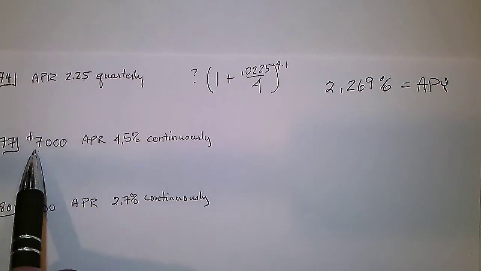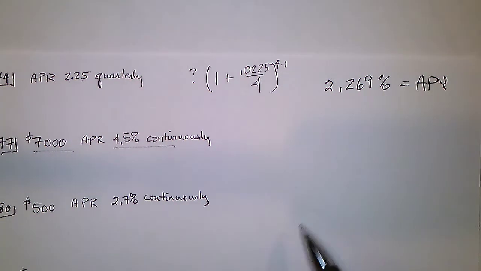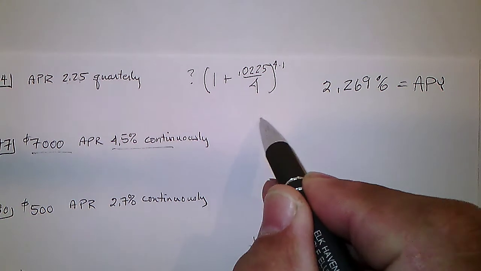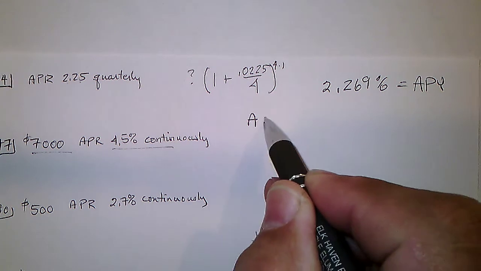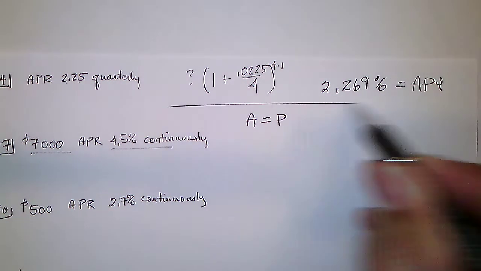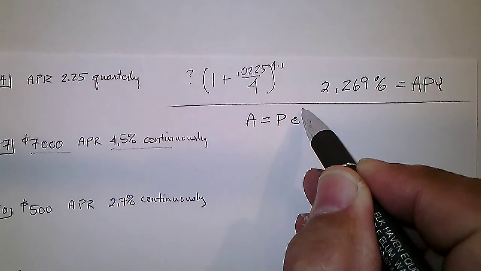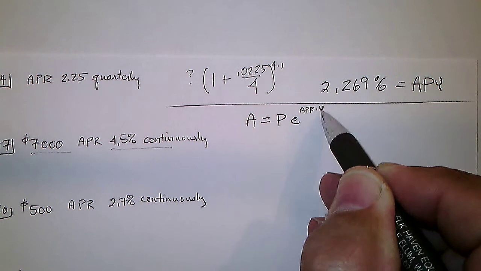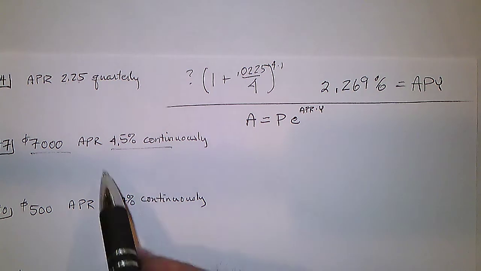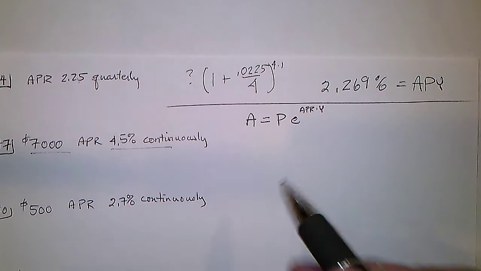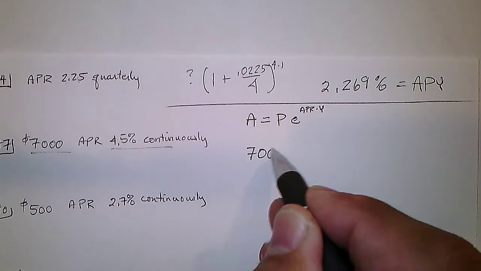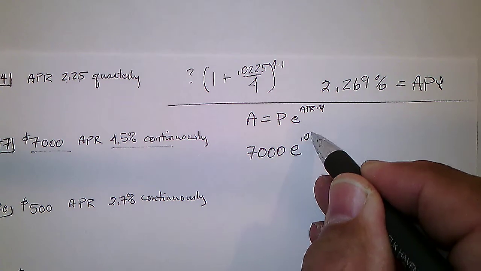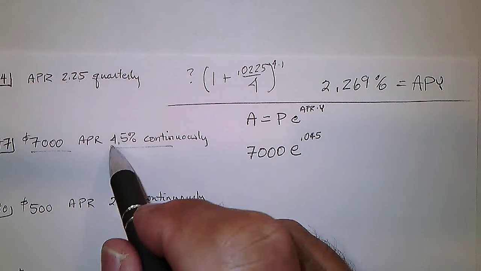Now we're supposed to figure out how much 7,000 will turn into if it's compounded continuously. So your continuous compounding formula is the amount you have later is how much you start with, times e to the APR times the number of years. So $7,000 is the P, e to the 0.045. You always use the decimal form of this.